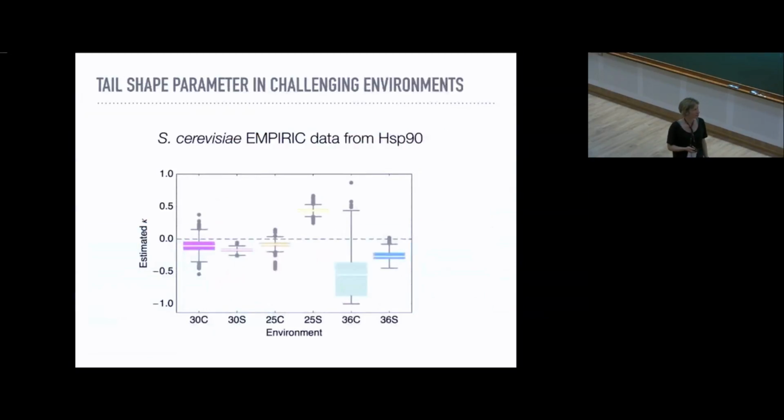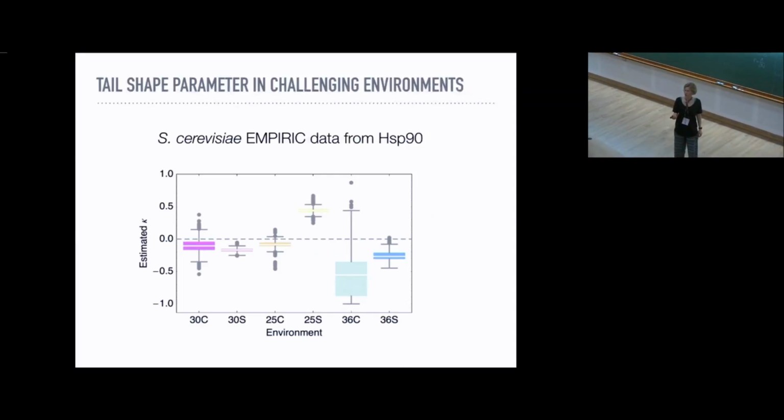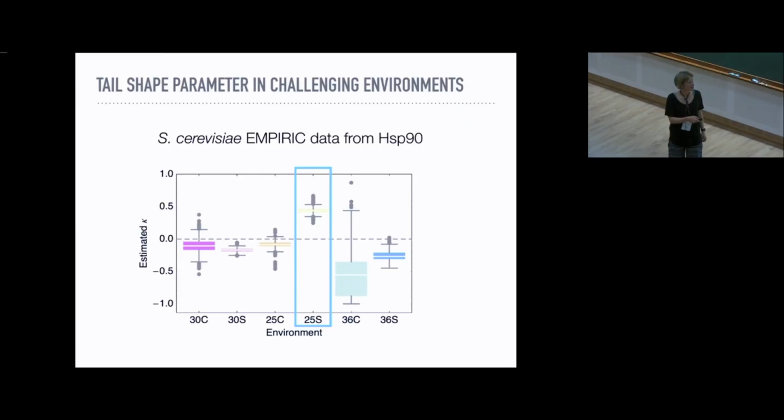And so now with this data that we had, we could estimate the shape of this beneficial tail of the distribution. Here I'm showing you the different environments, and then this estimated kappa parameter, which tells us the tail type. And you get the confidence intervals here from sampling from the posterior distribution. What we saw, firstly, is that for most environments it's indistinguishable from an exponential, or Gumbel domain. But then there was one environment that stood out, and that is the one that has the cold temperature and salt.